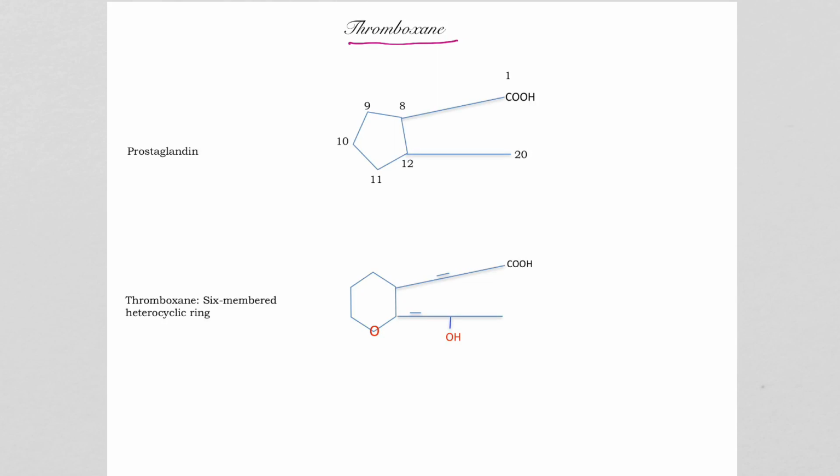Thromboxane is another type of eicosanoid. Unlike a prostaglandin that has a 5-membered ring, in thromboxane the ring is 6-membered and heterocyclic. Heterocyclic simply means there is another atom in the ring. Here there is only carbon, carbon, carbon, carbon, carbon. That's not heterocyclic. But if the ring has carbon and any other atom, in this case oxygen, that makes it a heterocyclic ring. So in thromboxanes, you can see this 6-membered heterocyclic ring.